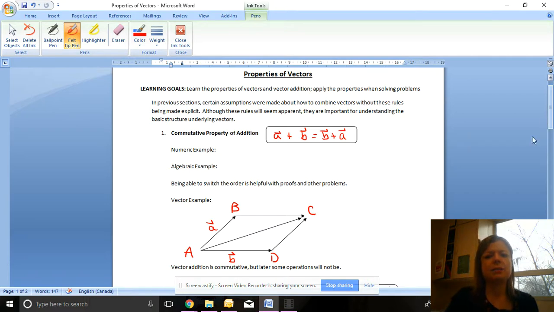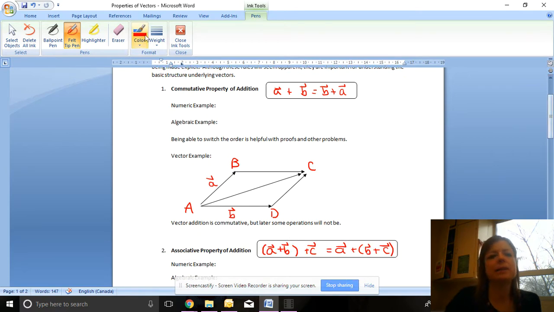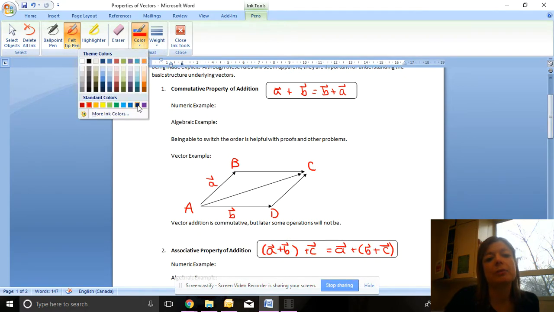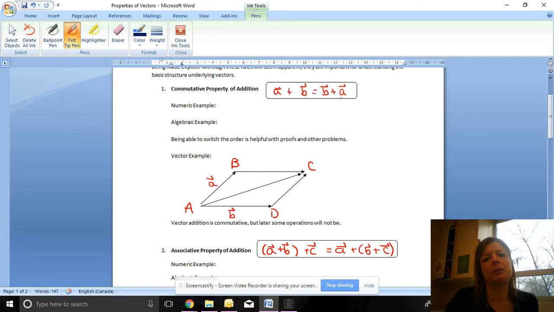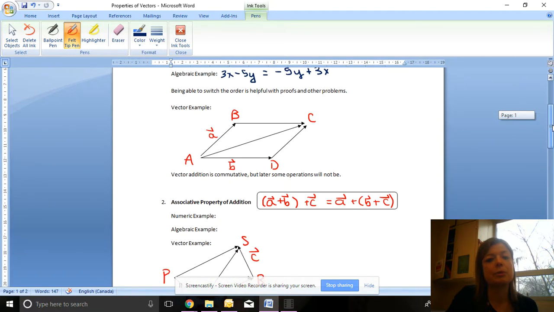Okay, so for example, the commutative property of addition. This basically just means that you can add in whatever order you want to. So if you have A plus B, you could also just add B plus A, and it's the same thing. A numeric example would be 2 plus 3 is the same thing as 3 plus 2. An algebraic example might be that 3x minus 5y could also be rewritten as minus 5y plus 3x. Okay, doesn't matter the order. Being able to switch is helpful with proofs and other problems.